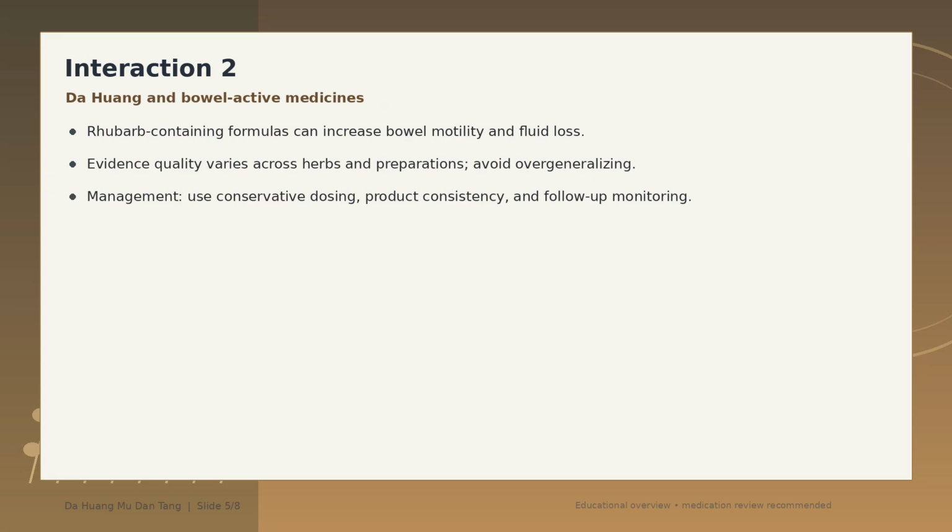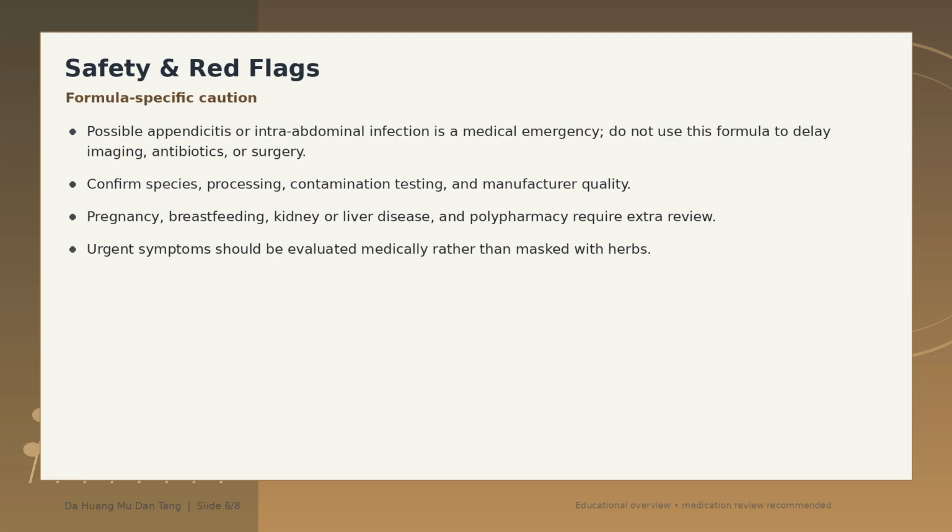The quality of evidence for herb-drug interactions ranges from pharmacology and case reports to controlled human data, and that evidence is uneven. Therefore, distinguish a proven contraindication from a plausible additive effect, and use monitoring where the uncertainty is clinically meaningful. Safety summary: possible appendicitis or intra-abdominal infection is a medical emergency. Do not use this formula to delay imaging, antibiotics, or surgery.